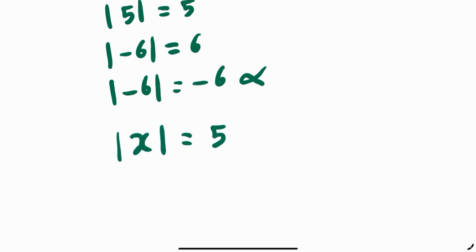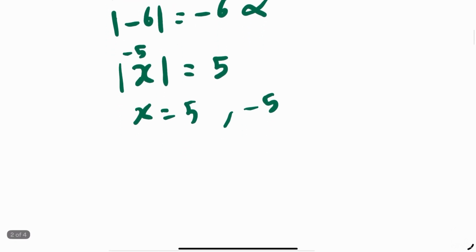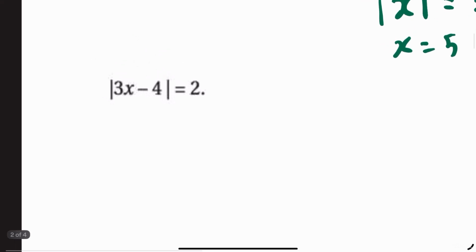What is the modulus of x equal to 5? The modulus of x equals 5, so either x equals 5 or negative 5. If you put 5 here, the modulus of 5 equals 5, and the modulus of negative 5 is equal to 5 as well.